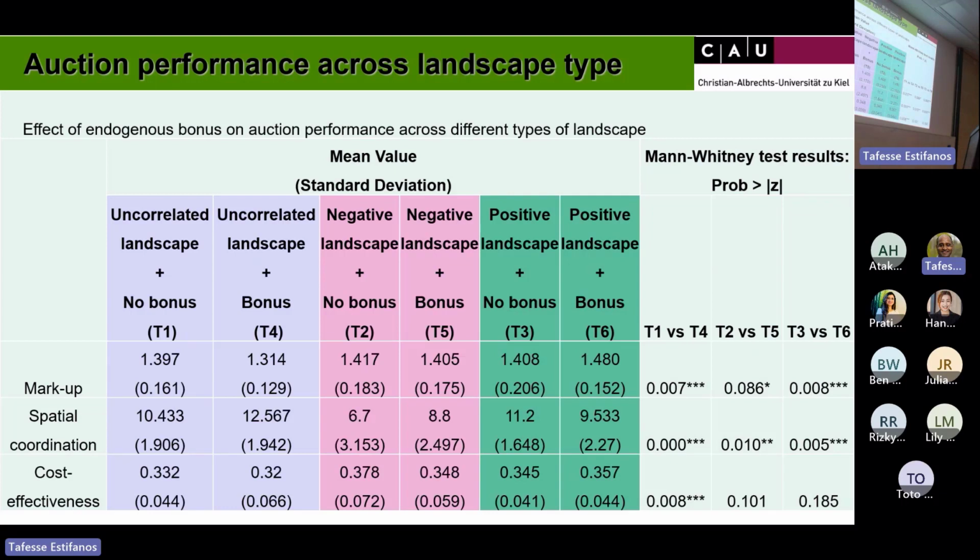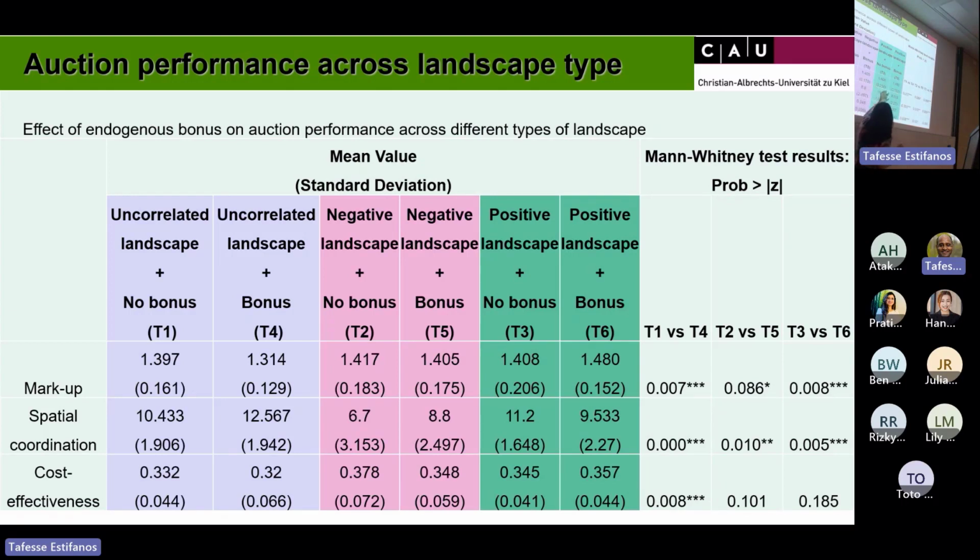Okay, so now we look at the markup. We see that in the presence of the bonus, it helps to reduce the rank-seeking rate, reducing the markup rate from roughly 40% to 31%, and the result is a significant difference. And we observe the same tendency in the negative landscape type, where it also reduced the markup rate, but I think the effect is weaker relative to the uncorrelated landscape.